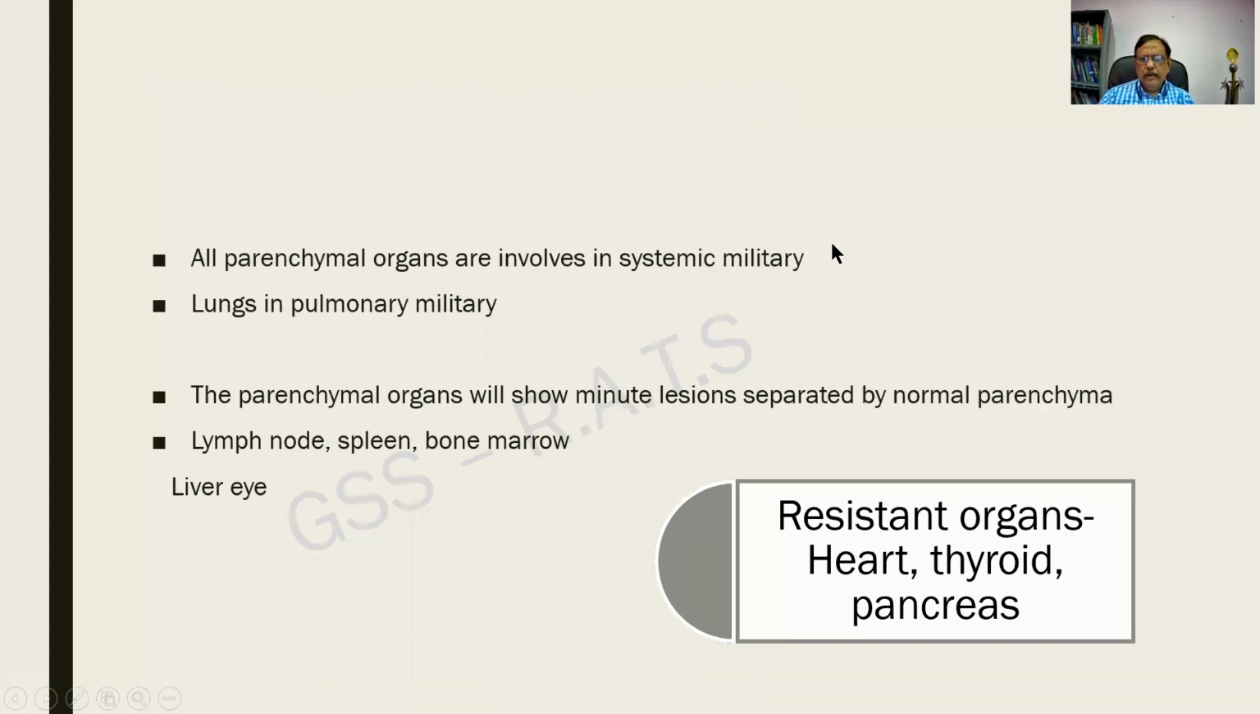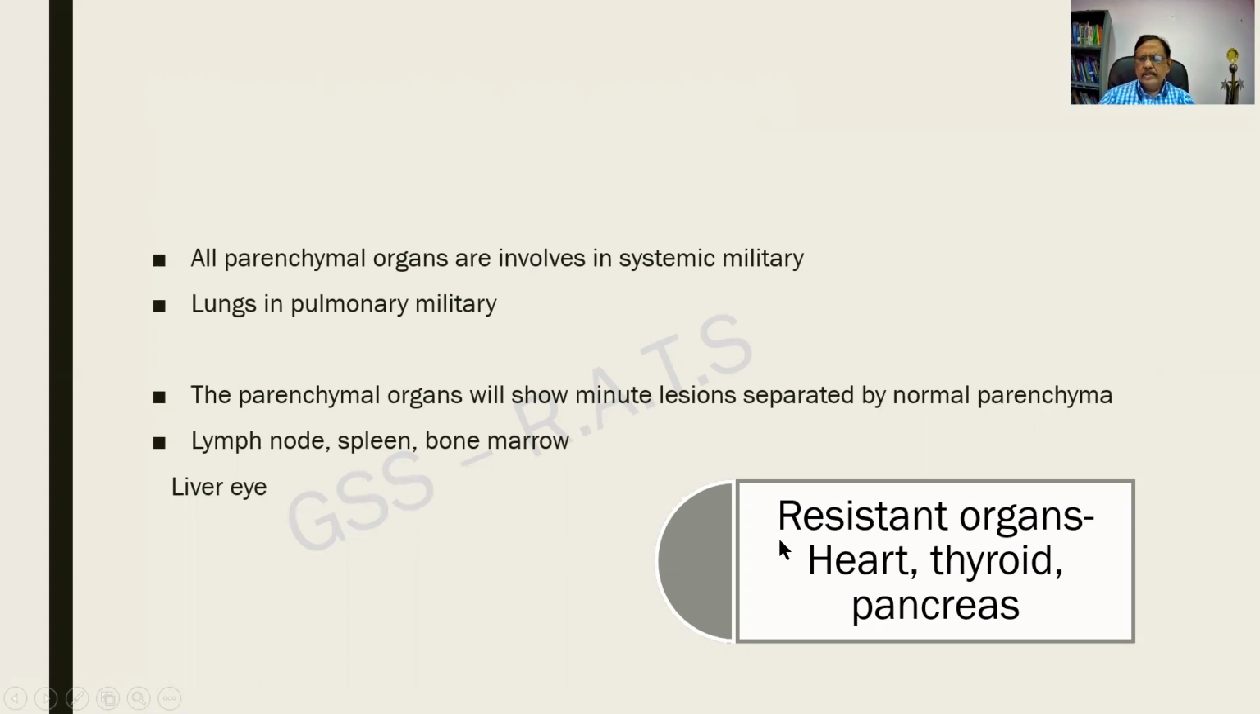All parenchymal organs, including the lungs, are involved in systemic miliary. Lungs are involved in pulmonary miliary. And these are the lesions. Multiple organs, lymph nodes, spleen, bone marrow, liver, eye, all can be affected.